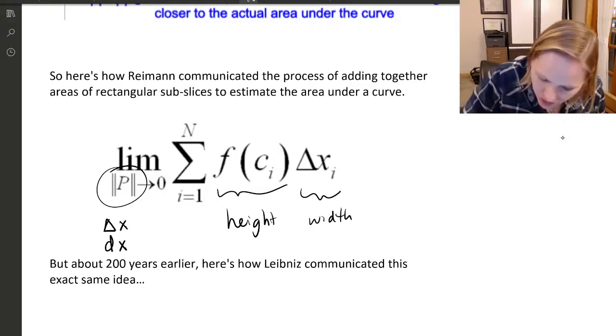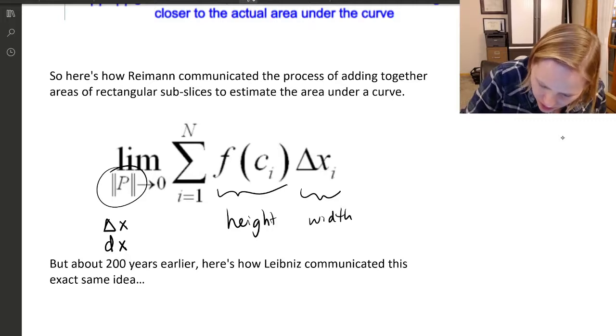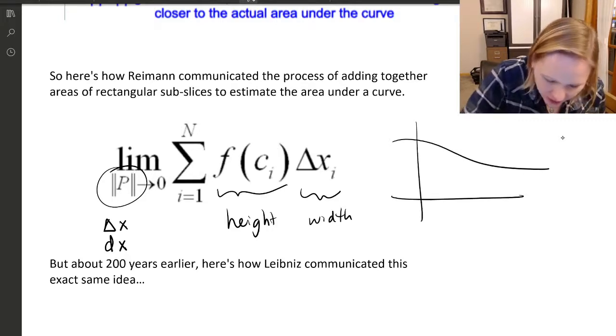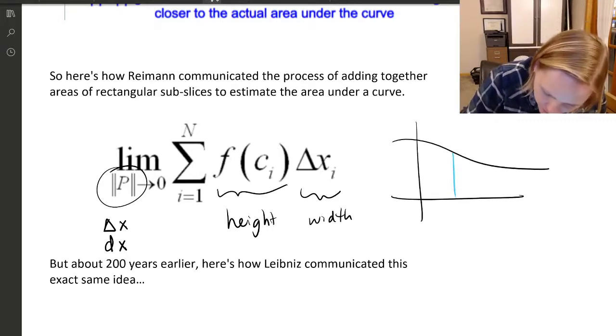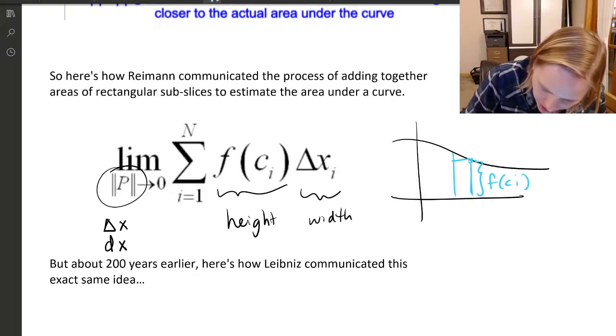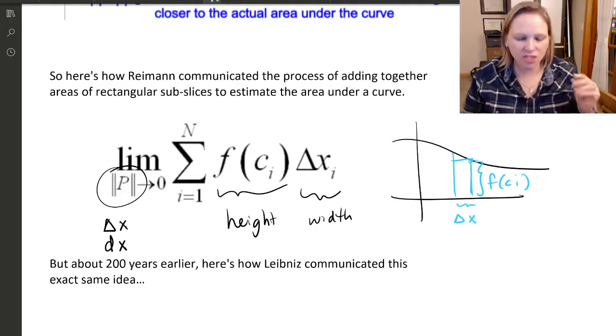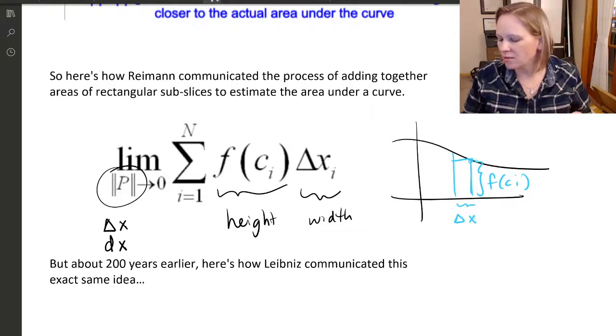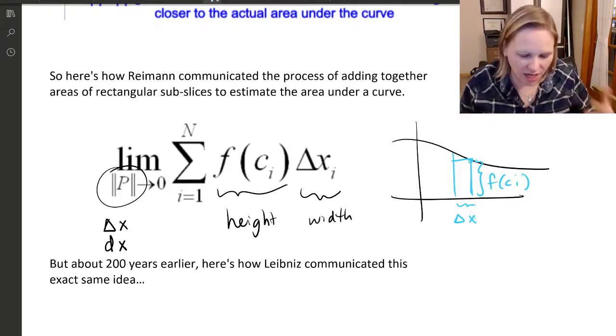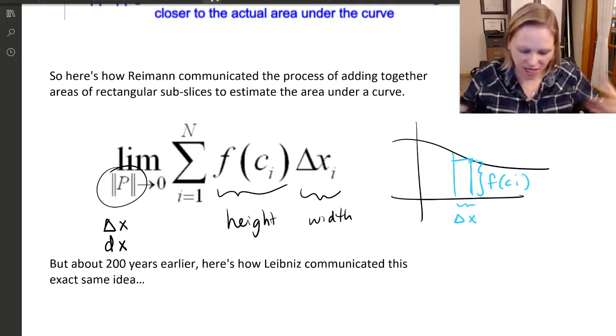Okay? So it goes like this. If this is my curve, and this is my rectangle, he's saying this is f of c sub i, so that's my height, and then this is my delta x. So that's the idea, and we're taking an infinite number here and adding them together, or, you know, n being a really large number of them and adding them together.